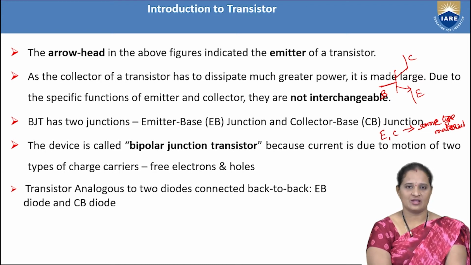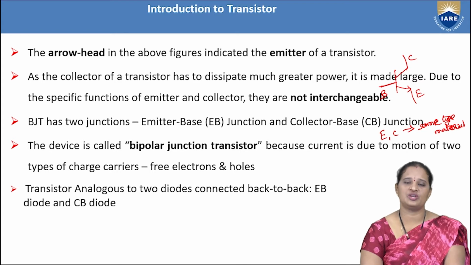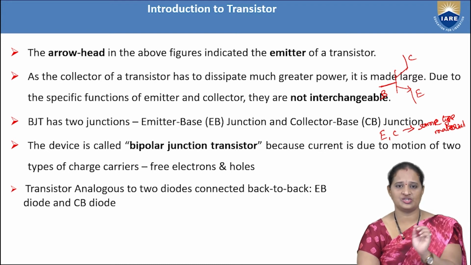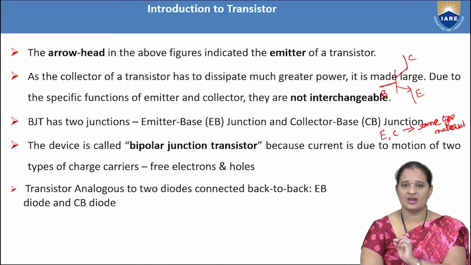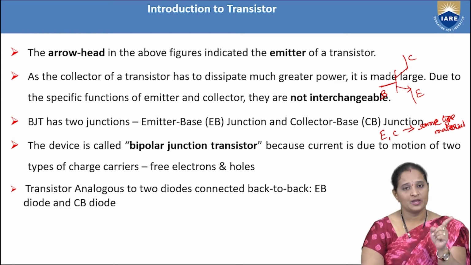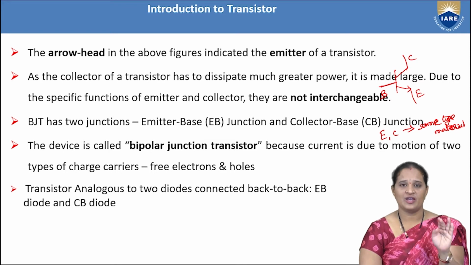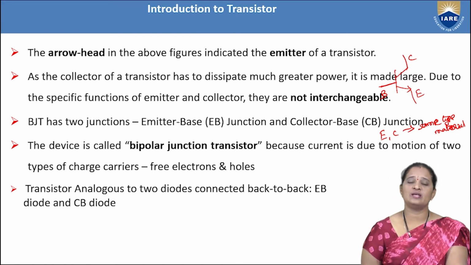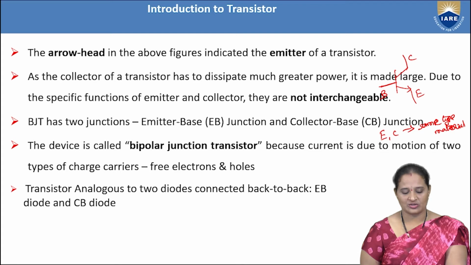So as the current conduction is due to both electrons and holes, we call it a bipolar junction transistor. Whereas in a normal PN junction diode, under forward bias the current is due to only majority charge carriers, and under reverse bias the current is due to only minority charge carriers. That is why the PN junction diode comes under unipolar devices. But in the case of a BJT, the current is due to both majority and minority charge carriers, and hence it is called a bipolar junction transistor.